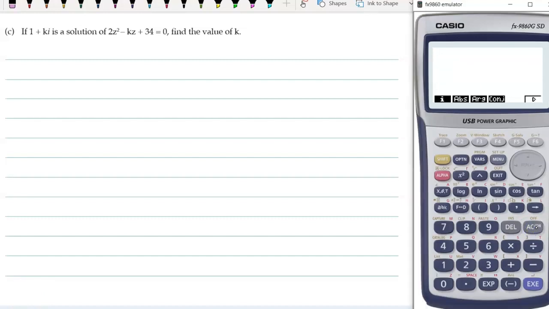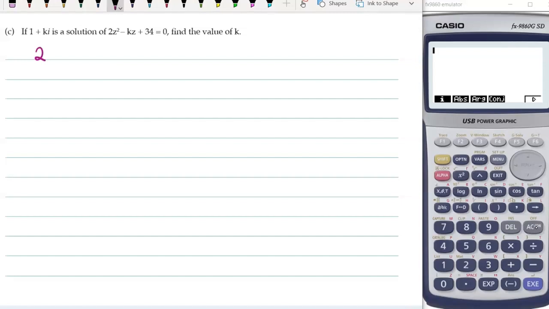Okay, for part C, if 1 plus ki is a solution, it means that we can put it into our equation and it will be true. So let's do that. 1 plus ki here plus 34 is equal to 0. So 1 plus ki, all squared, is going to give me 1 plus 2ki plus k squared i squared.